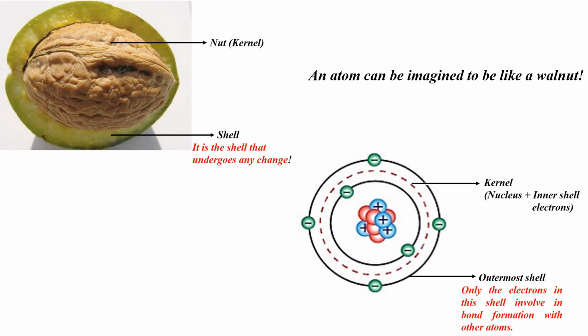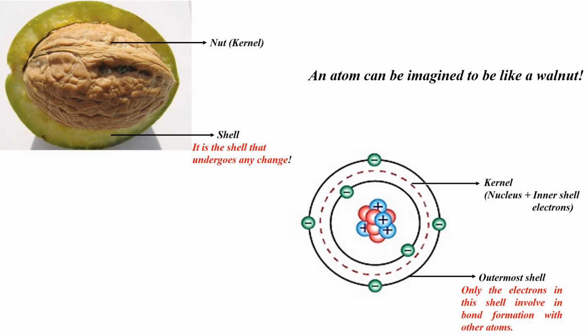In the same way, Lewis pictured an atom. According to him, an atom can be viewed to comprise of a positively charged kernel that includes the nucleus along with all the inner shell electrons and an outer shell.